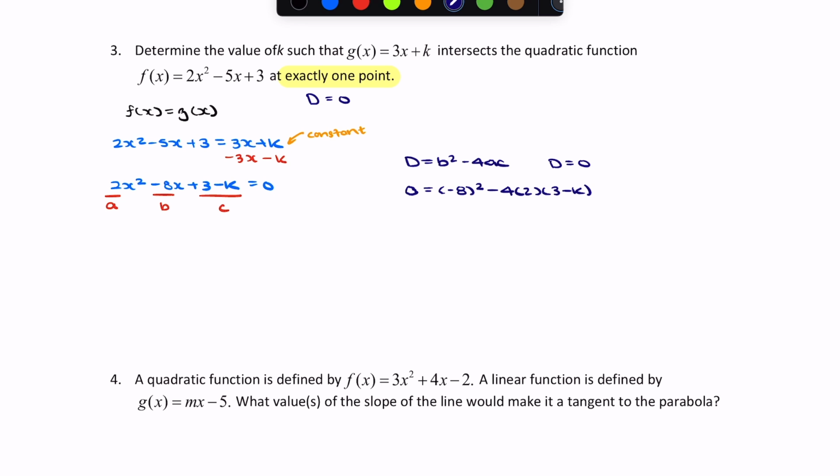And so here we get 64 minus 24 plus 8k is equal to 0. Here we'll combine our like terms. We get 40 plus 8k is equal to 0. We get 8k is equal to negative 40, and therefore k will be equal to negative 5.